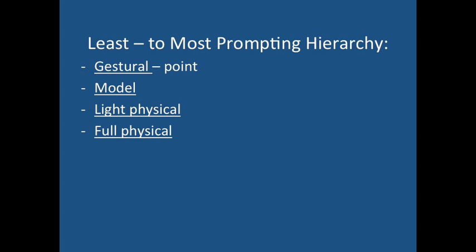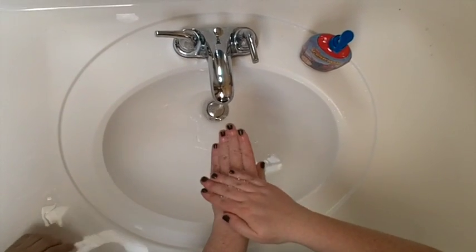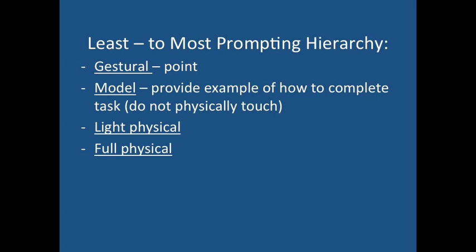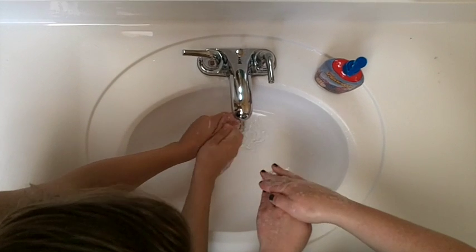The first prompt in the sequence is a gestural prompt. When using a gestural prompt, the staff points or indicates the movement that they want the student to complete. Let's look at an example. In this example, the staff points to the back of the left hand for the student to wash. The next prompt is a model prompt. When using a model prompt, the staff models the step or provides an example of how to complete the step without physically touching the learner. For example, the staff will model rinsing their hands underneath the water.